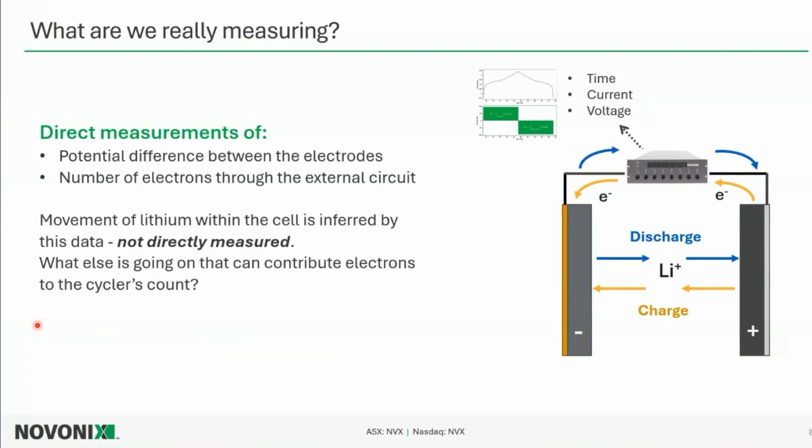We're measuring that potential response to a current that we're putting through the cell. And when we usually look at these diagrams that we're all very familiar with, we talk about moving electrons through the circuit and lithium moving from the cathode to the anode during charge, and vice versa during discharge. But really, what we're directly measuring when we're testing a cell is that potential difference between the electrodes and the electrons moving through this external part of the circuit. We infer that this is due to lithium moving within the cell, but there's a whole bunch of different mechanisms that are occurring that can contribute to these electrons being counted during charge or not counted the next cycle.